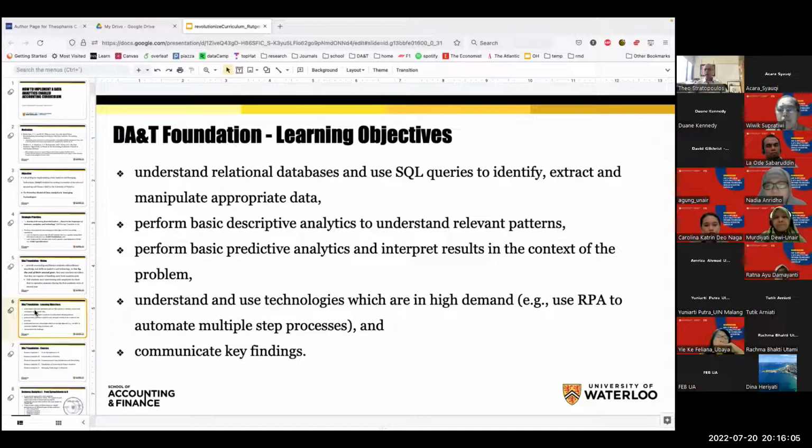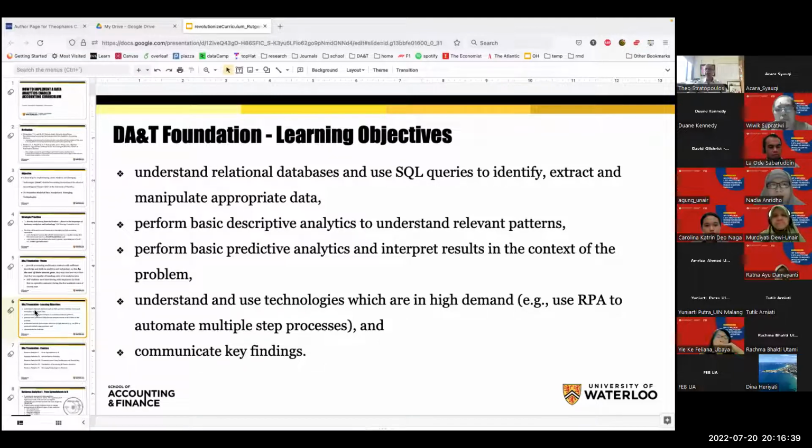We want to make sure that they understand relational databases. They understand what it means that the data of the company is likely stored in a relational database. And if you understand that the data is in a relational database, which means there are multiple files that you need to combine in order to extract the data you need and perform your analysis, you need to understand SQL. So this was one of the learning objectives: understand relational databases, understand SQL.